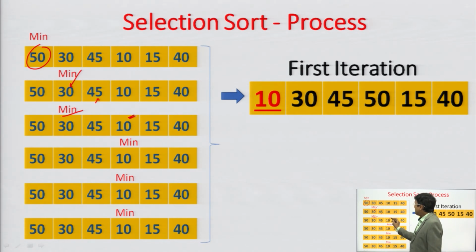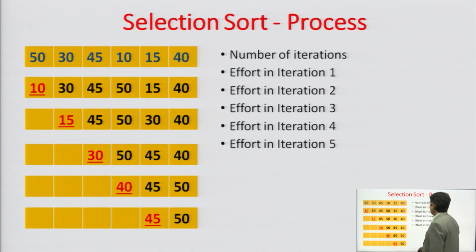Next, you compare if this 10 is less than minimum. Yes, this 10 is less than minimum, so minimum comes at the position of 10, and then you compare this 15. 15 is not less than minimum, so it stays here. And then if you compare this 40, this will remain here. What you will do? You will exchange this with the first element. So, this is the first iteration.